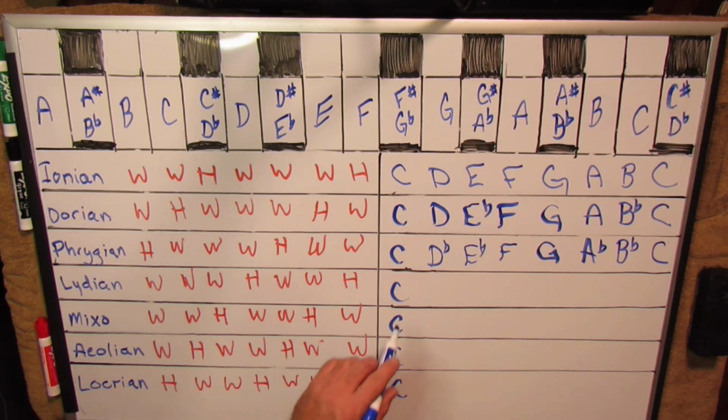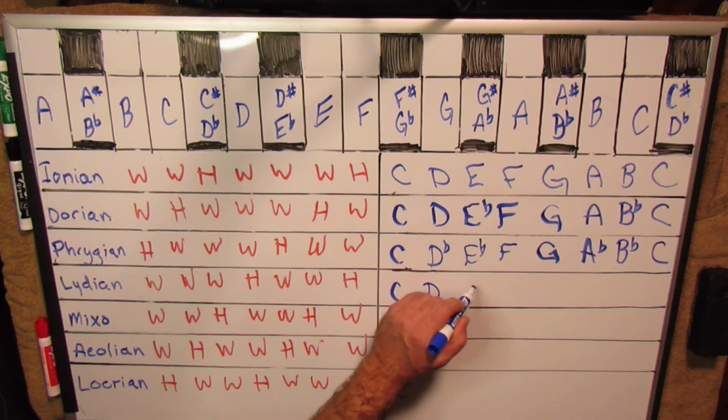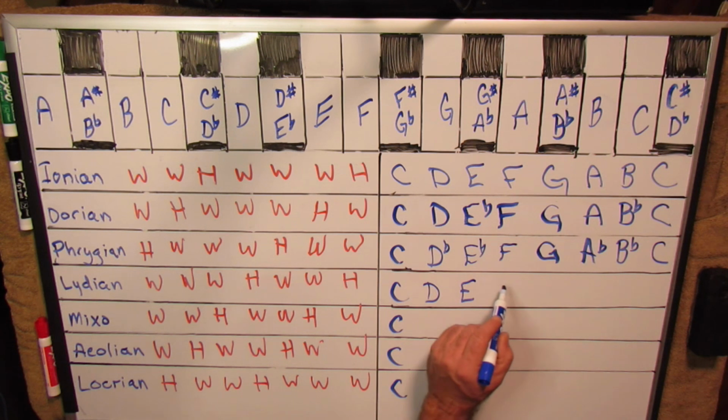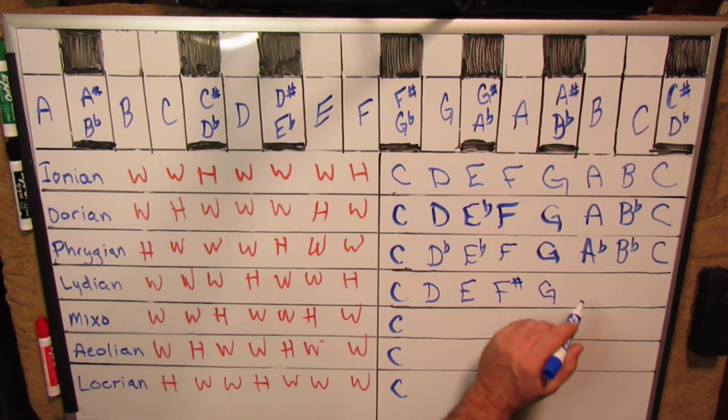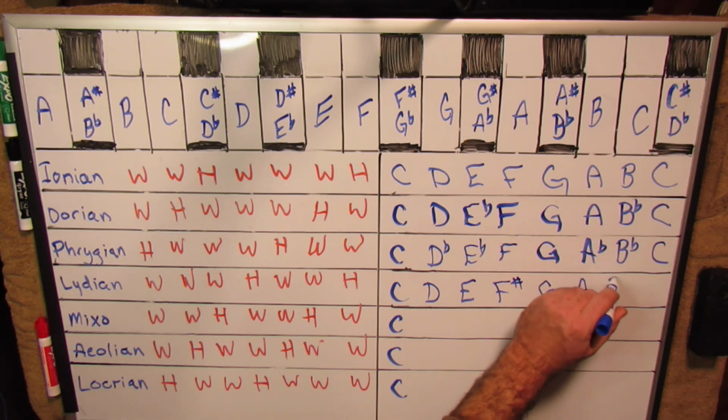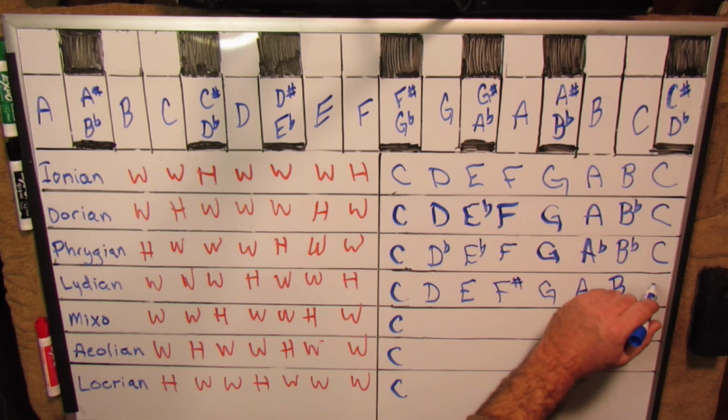Let's do Lydian. Starting on C, whole step D, D to E, E to an F sharp. From an F sharp, we're going to do a half step to a G, G, whole step to an A. From A, a whole step to a B. From B, half step back to octave.